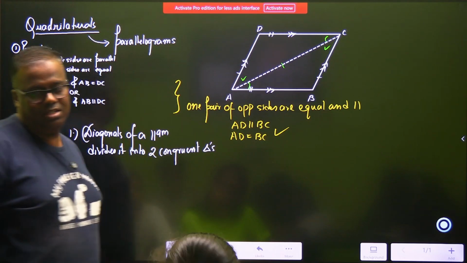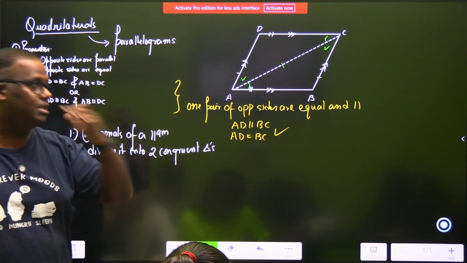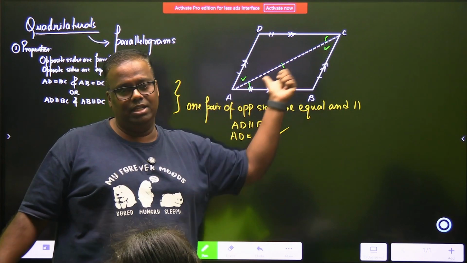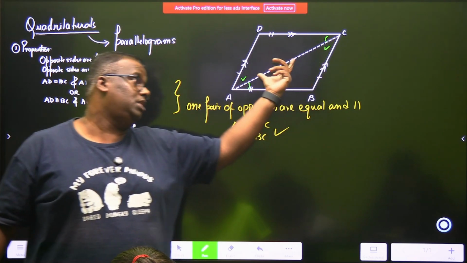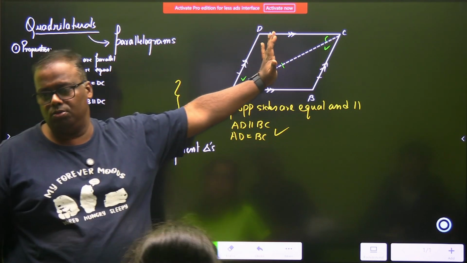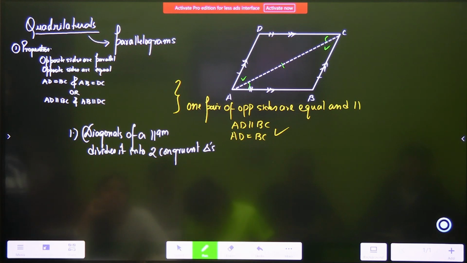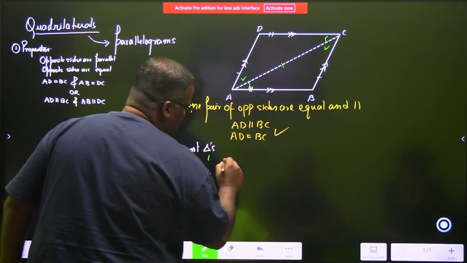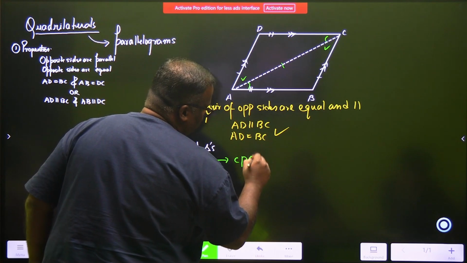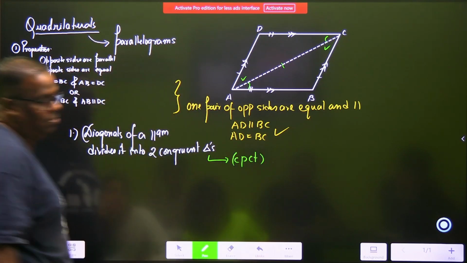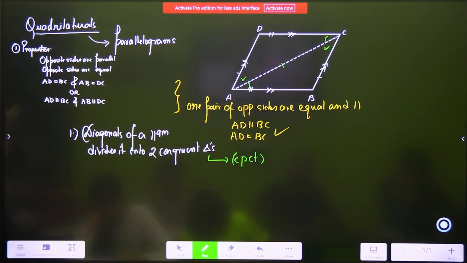So by ASA, you can prove that both the triangles are congruent: angle, side, angle, where the side should be included between. यहाँ समझ कोई issue तो नहीं हो रहा है ना? So diagonals of a parallelogram divide it into two congruent triangles, and once you find this, then you can use a lot of CPCT conclusions also while solving problems.